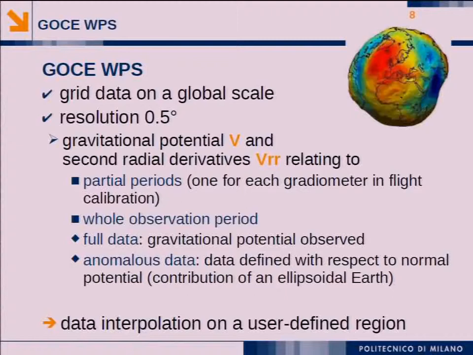We have two kinds of data. We have full data, which is the gravitational potential observed. And we have what we named anomalous data. In this case, the data are defined with respect to the normal potential. So you consider the contribution of an ellipsoidal Earth, and then the anomalous data are the difference with respect to the normal potential. This service makes interpolation on a user-defined region. So it takes the global grid and then creates a grid for the user.